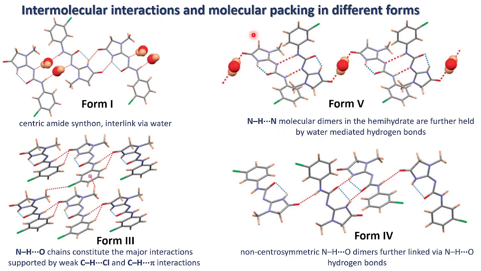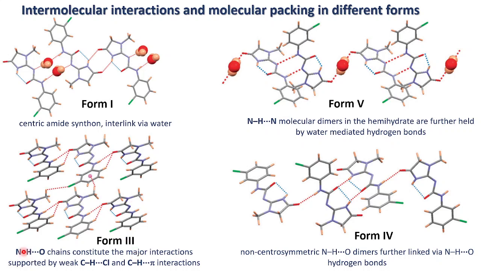Which tautomer is this? Tautomer 2. Here the two dimers are interlinked by a water molecule through hydrogen bonding. The hydrogen bond is formed between here. You can also see here that N, H, and O form NHO hydrogen bonding. Here also NHO hydrogen bonding is formed.